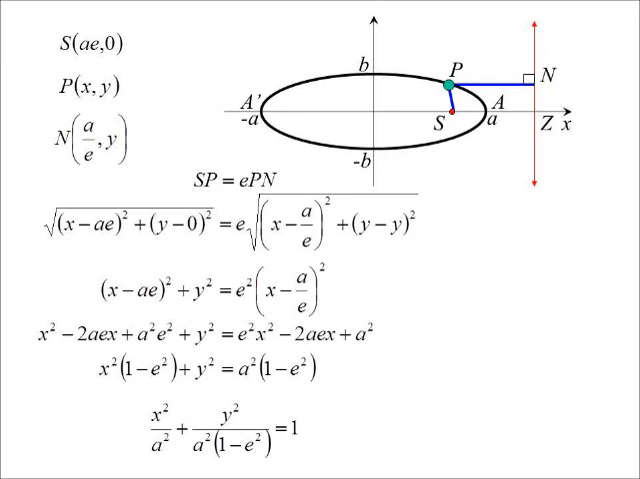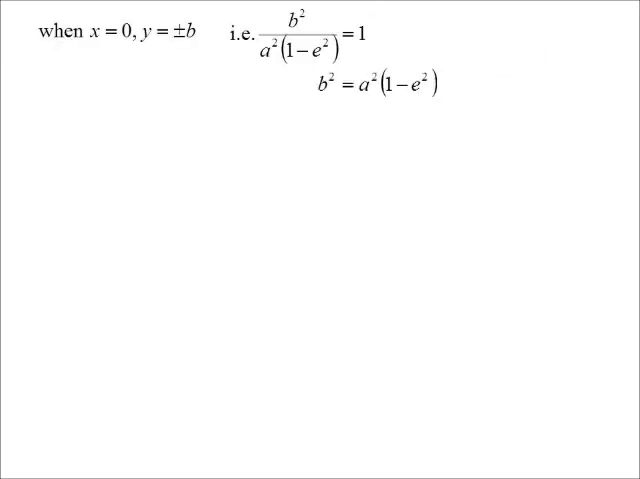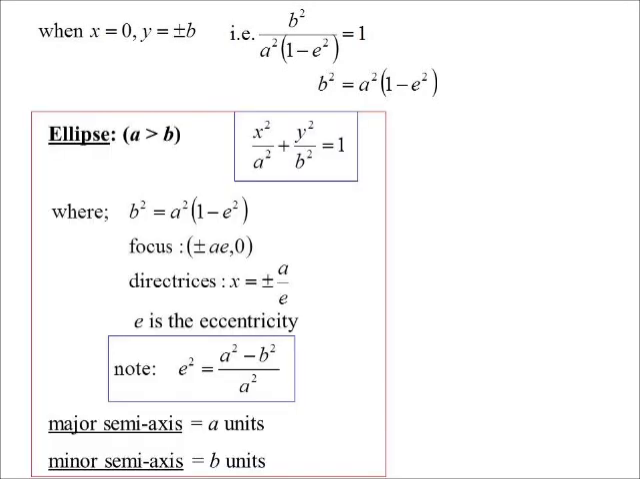We can make this even neater, because if you look at the y-intercepts, we know the y-intercepts are b. We said they were b. So if I sub that in, we end up with b squared on a squared (1 minus e squared) is 1. So in fact, b squared is a squared (1 minus e squared). So I don't have to write it as y squared on a squared (1 minus e squared). I can simply write for an equation, x squared on a squared plus y squared on b squared is equal to 1. And a and b are the x and the y intercepts.